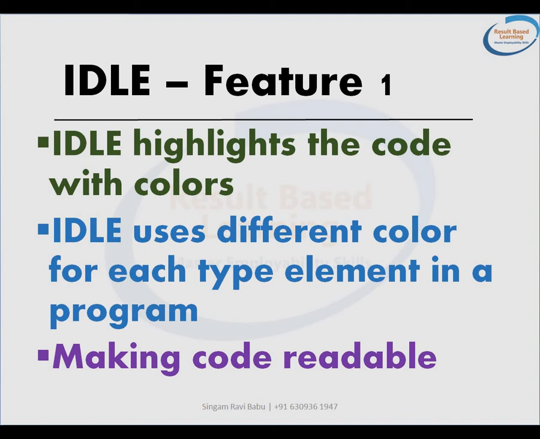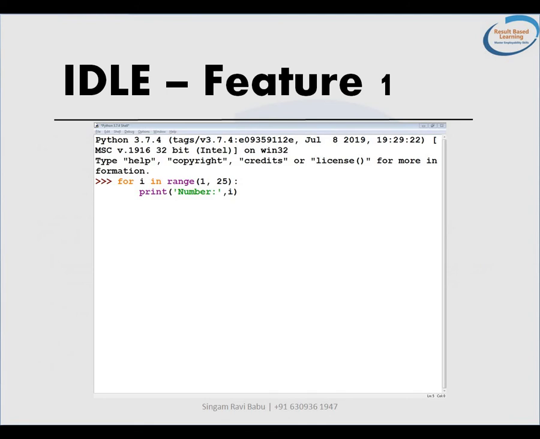IDE highlights the code with colors. IDE uses a different color for each type of element in a program, thus making code readable. If you just look at the screen, now you can see four colors. Number 1, orange color for two words, for and in, and purple color for two words, range and print, green color for something that is enclosed in quotation marks, and black color for i, 1, parenthesis, 25.